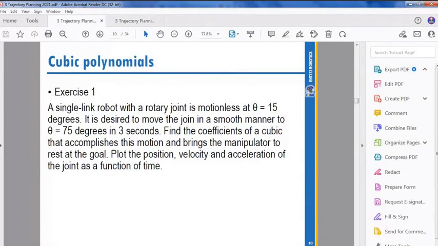A single link robot with a rotary joint is motionless. Motionless means initial or starting position. So theta is equal to 15 degrees. Motionless means initial 15 degrees, and it is desired to move the joint in a smooth manner to 75 degrees in 3 seconds.